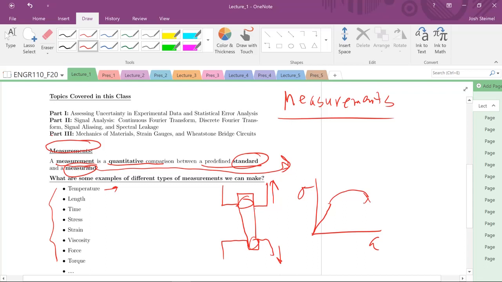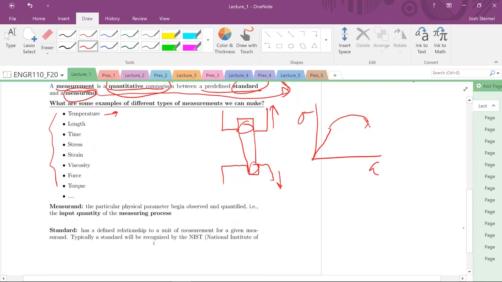Again, it could be as simple as temperature, or even just your weight. So you step on a scale and you measure your mass in kilograms or grams, or pounds. That is a simple definition of a measurement. So it meets the standard. It's a quantitative comparison between some predefined standard and some measurand. So measurand, again, is basically your input quantity. So what are you measuring? What do you want to measure?